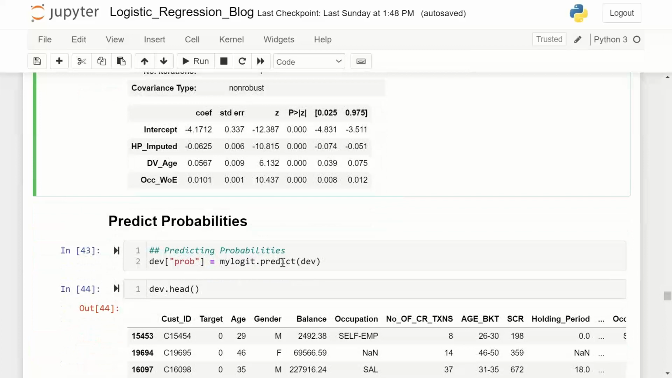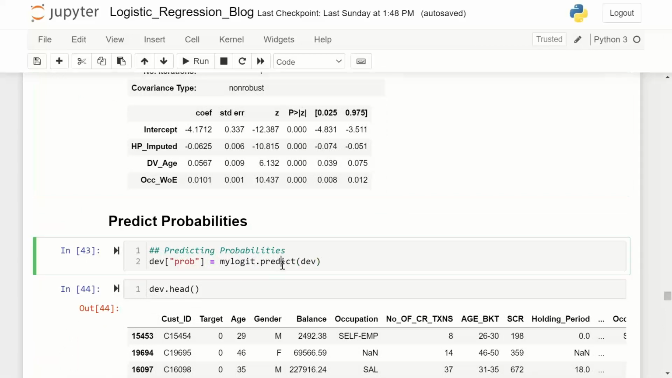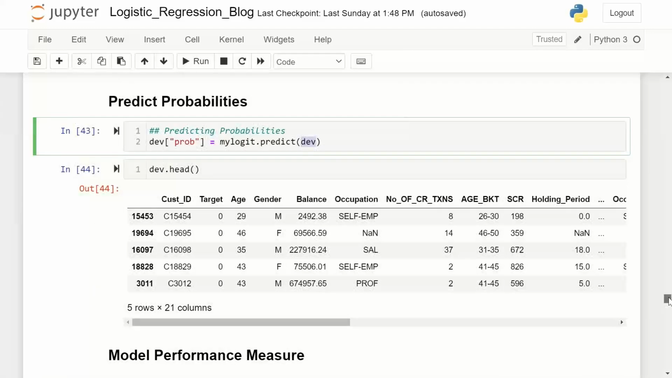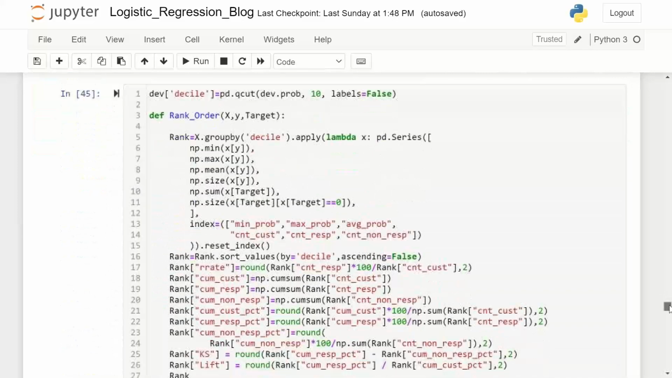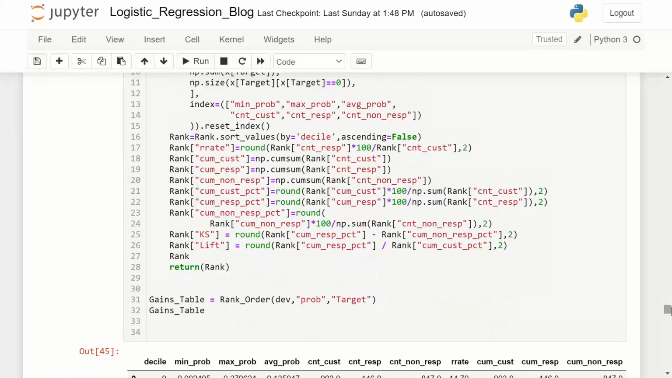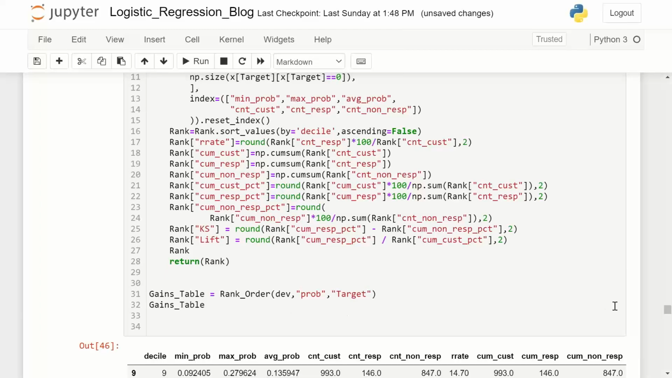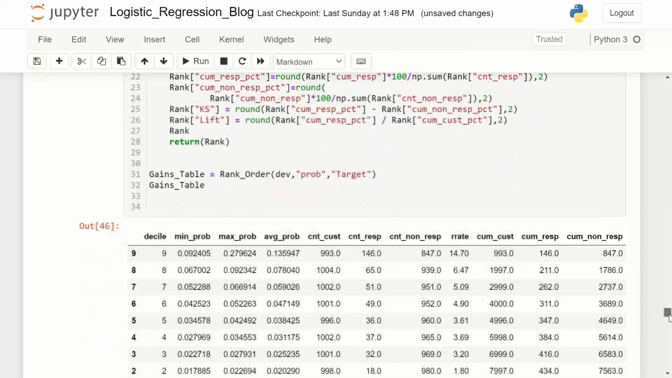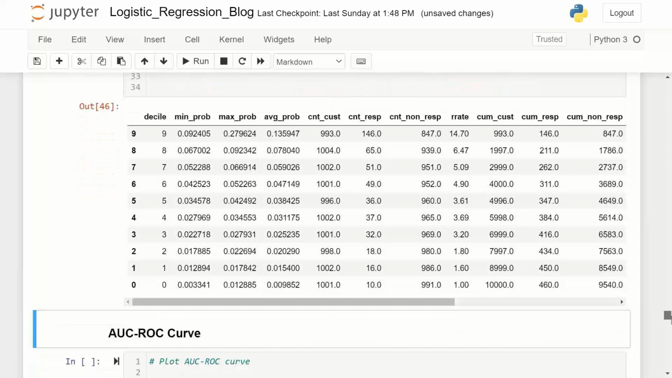So we have this model and predict function. On the development data set itself, we are computing the probability. We are looking at model performance on the development data set. We have to do validation also. And this is the code. On this code, on this data set, I pass the dev data set, the probability which we have calculated, and the actual target. I run this code and I get the rank ordering. All the calculations which we have done in Excel have been automated here.